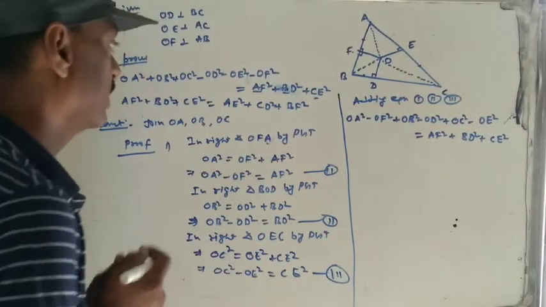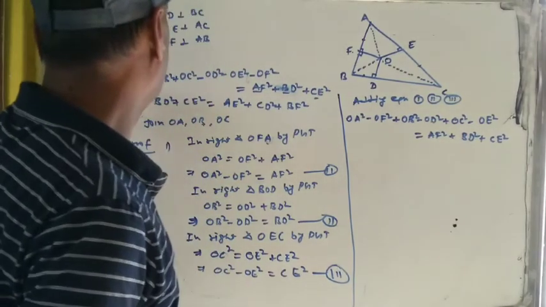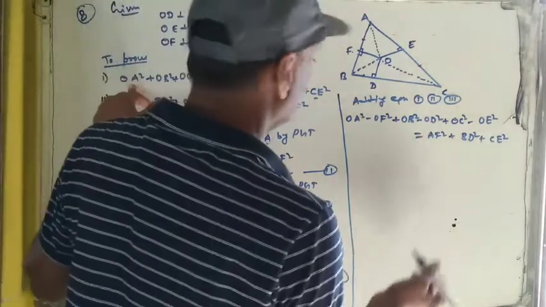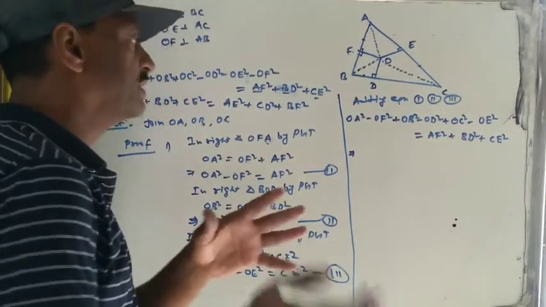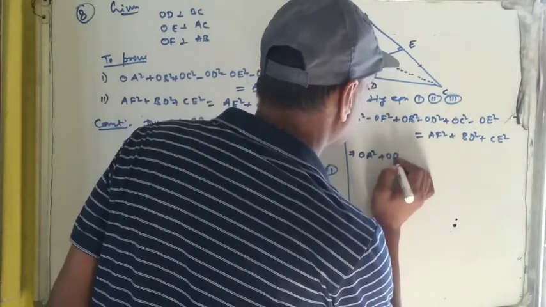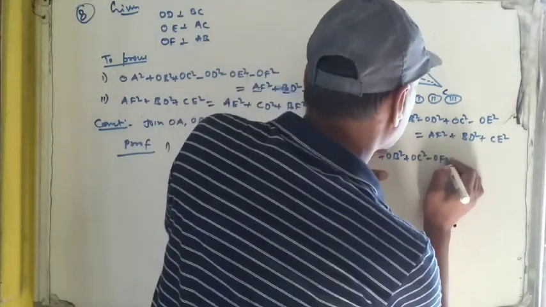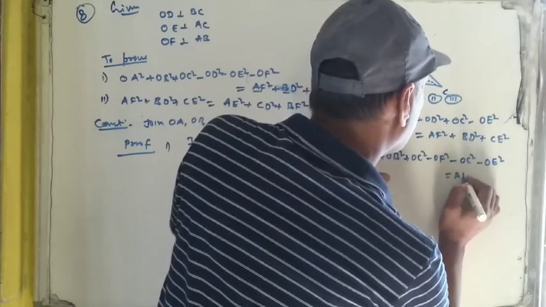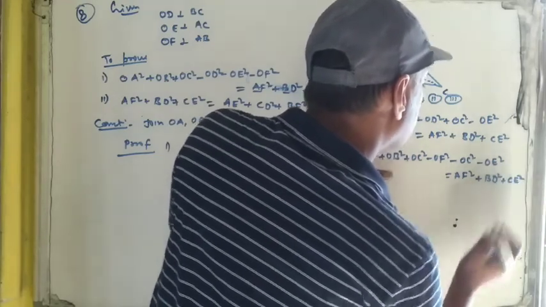Okay, now just see what we want to do here. At first arrange them and then we will match. First arrange the terms that are positive: OA square plus OB square plus OC square. Now the negative terms: minus OF square, minus OD square and minus OE square equal AF square plus BD square plus CE square. Now match them.